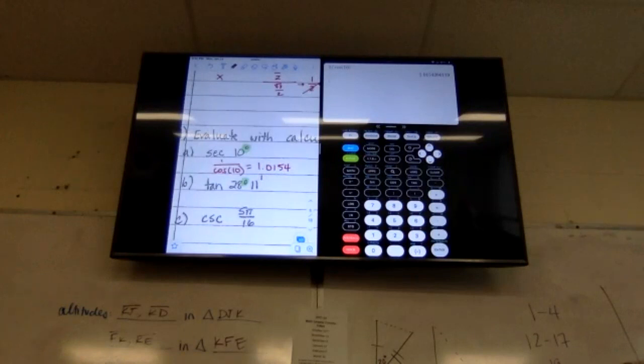Okay, anybody questions yet? Cosine is next to sine. It's like above the parentheses.